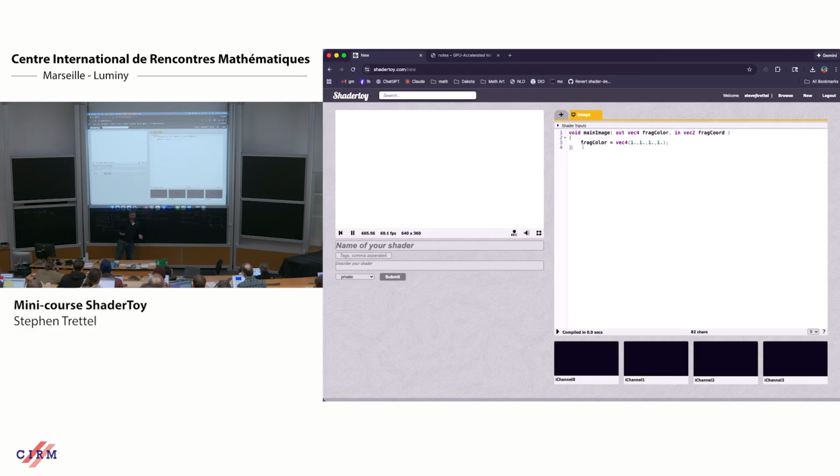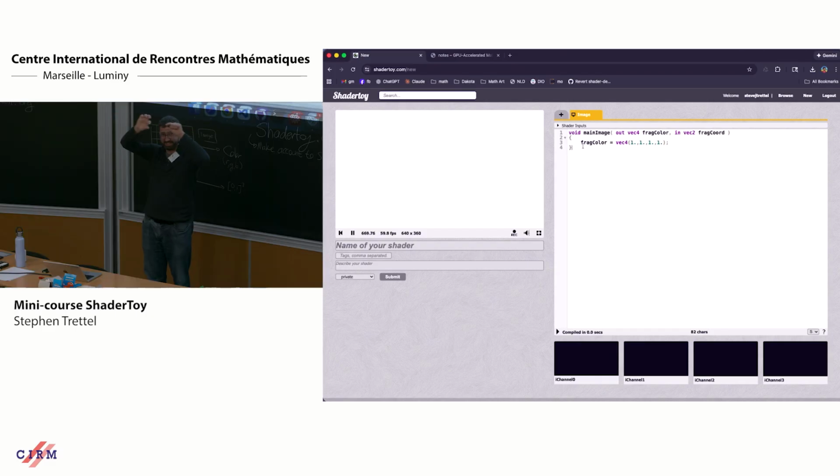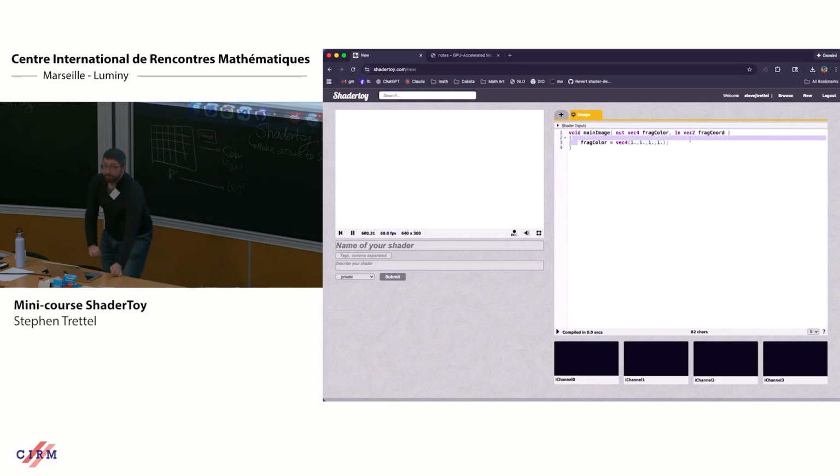The other good thing about Shader Toy is it'll warn you. If you do that wrong, it'll make a line red and say, hey, this isn't working. For me, it's always a semicolon and a period. I still forget those. Okay, so that's how we start running things.